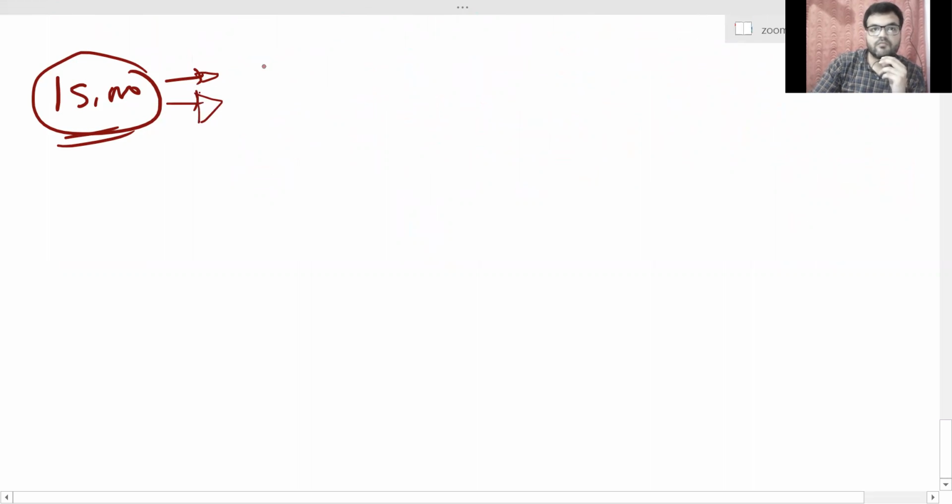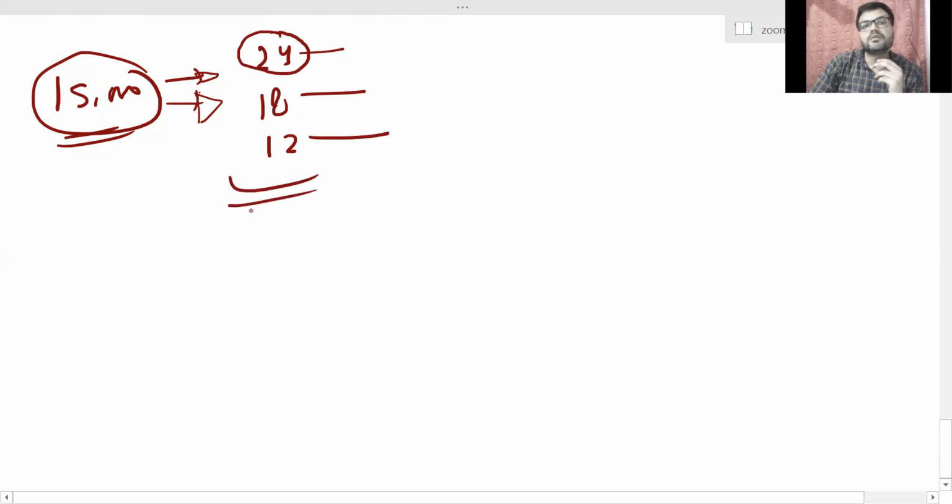So for 15,000, find out all the factors which are the multiple of 24, which are the multiple of 18, and which are the multiple of 12. How many factors? Don't find their sum, just find out how many factors are there which are the multiple of 24, which are the multiple of 18, which are the multiple of 12. Okay, so guys, solve this one.